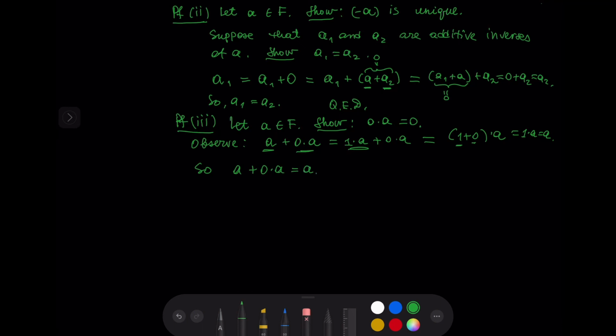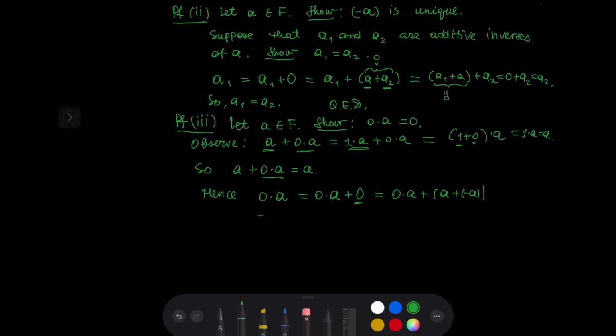So somehow from this, we should be able to show that 0 times A is equal to 0. So 0 times A is equal to 0 times A plus 0, which is 0 times A. And instead of 0, we are going to write A plus minus A, right? Because A plus minus A is equal to 0.